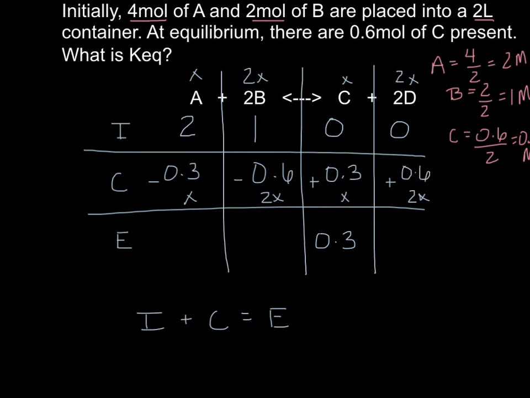Now that I have my change row filled out, using I plus C equals E, I can easily fill in my equilibrium concentrations. My equilibrium concentration for A is 2 minus 0.3, which is going to give me 1.7. 1 minus 0.6 is going to give me 0.4. I already have my equilibrium concentration for C, and my equilibrium concentration for D is going to be 0 plus 0.6, which is 0.6 as well. Now we're not quite done because it didn't just ask us for our equilibrium concentrations. It asked us for our Keq.